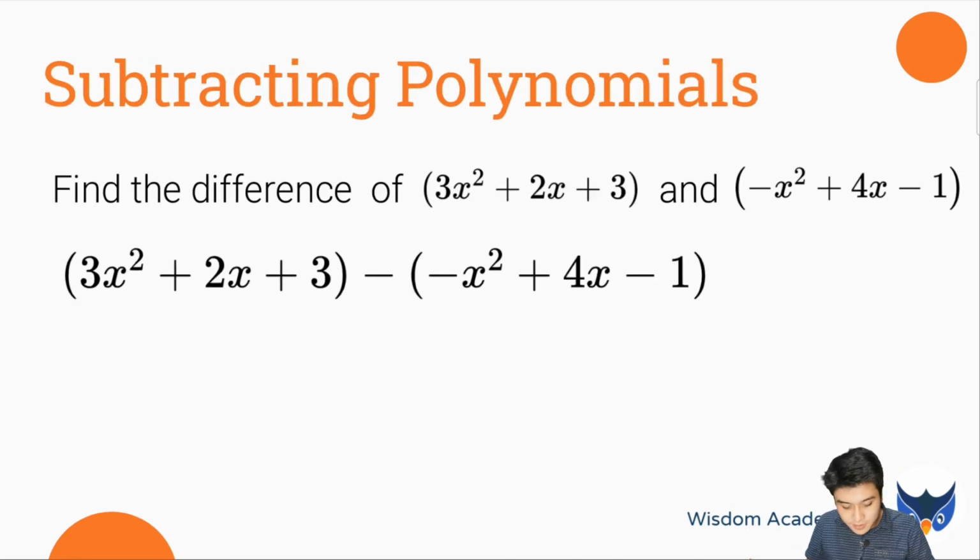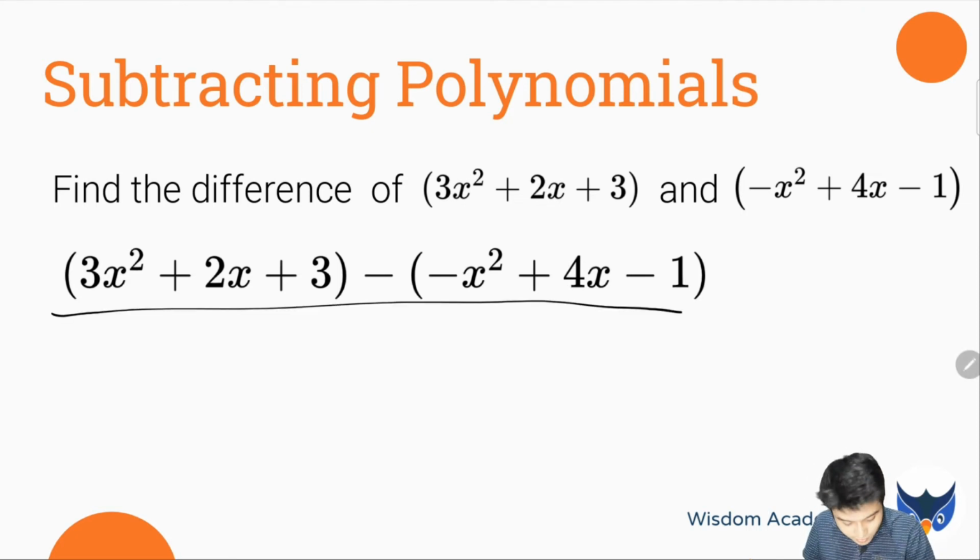Okay, now, subtracting polynomials. Paano naman pag nag-subtract tayo ng dalawang polynomials? So, for example, 3x squared plus 2x plus 3, yung difference nun with negative x squared plus 4x minus 1. So, ito na yung first line of solution natin. 3x squared plus 2x minus 3, that polynomial subtracted by another polynomial, negative x squared plus 4x minus 1. So, what do we do?